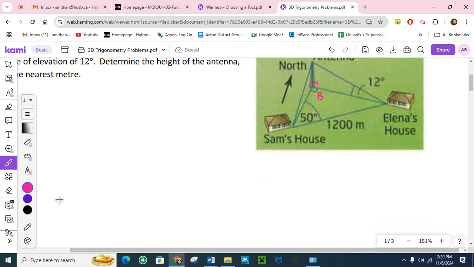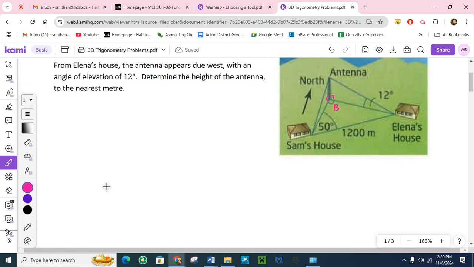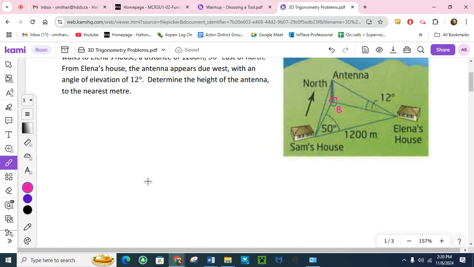So my first one, I'm going to zoom in a little bit more. I'm going to draw the antenna from Sam's house. So here, base of the antenna, top of the antenna, Sam's house forms a right angle triangle.